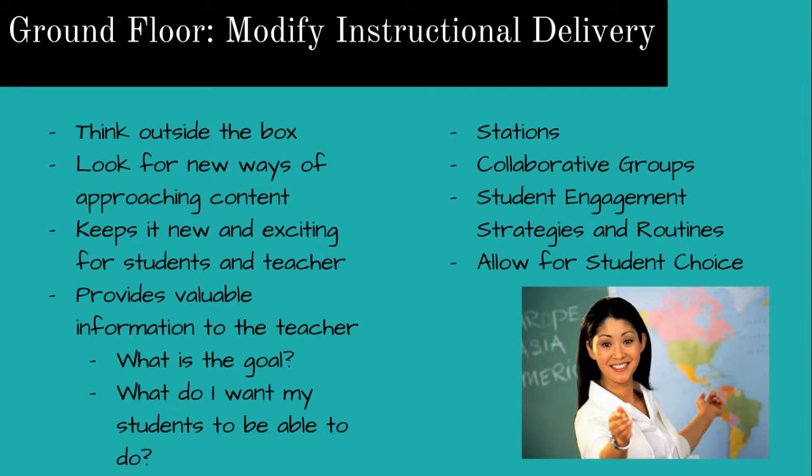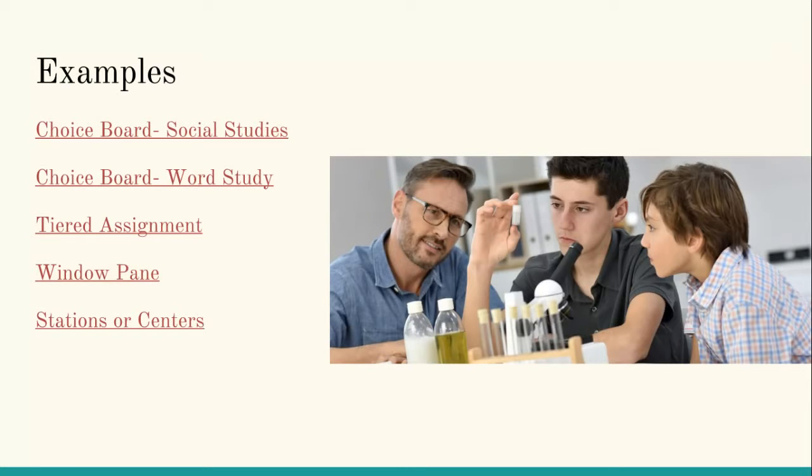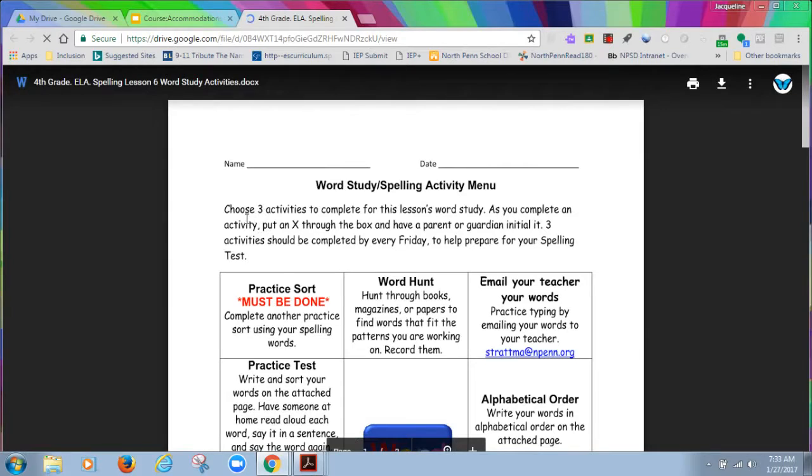This is really important because it not only gives students control over their learning and how they're showing us that they're learning, but it makes them feel a little bit more independent. And that's really important even at the elementary levels, that we're putting that emphasis on their independence and taking control of their own learning. Some examples I'm going to show you very quickly. We have some choice boards, a tiered assignment, window pane, and stations or centers. And I'm just going to show you one of the choice boards. There's two here, and the links will be available for you to see the other examples.